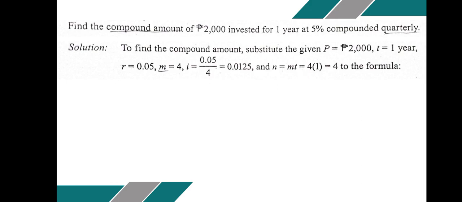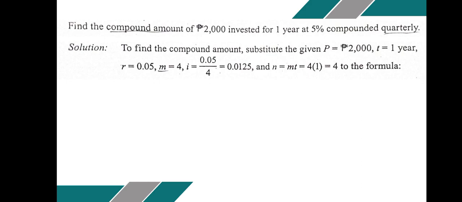The rate naman is 5% or 0.05. And then the conversion period is equal to 4. Since it is compounded quarterly, therefore our M, or conversion period, is equal to 4. And then our periodic rate is simply R over M, right? The rate over the conversion period. So, that is 0.05 over 4, which is equal to 0.0125.